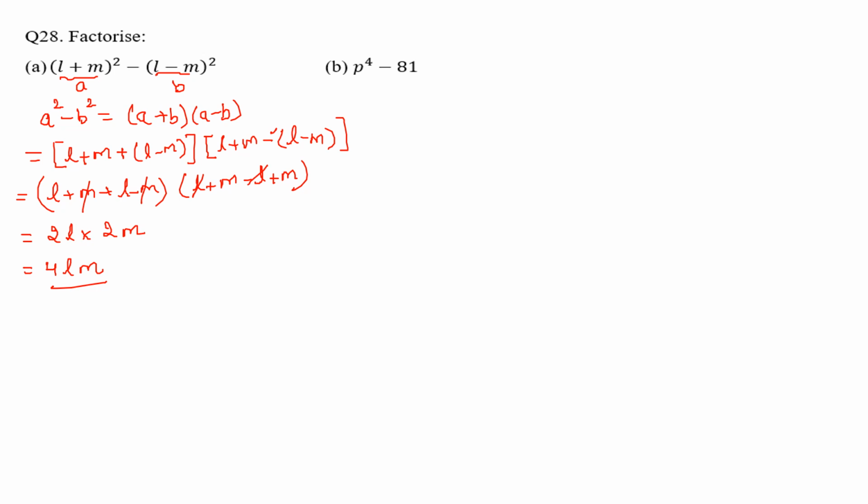Now moving to the B part. P to the power 4 minus 81. Now here you can see P has a power of 4. Can I write 81 also as a power of 4 of some number? I know that 3 times 3 times 3 times 3, 3 to the power 4, gives me 81. Now I am going to fit this in the identity. So P to the power 4 I can write as (P square) whole square minus (3 square) whole square.